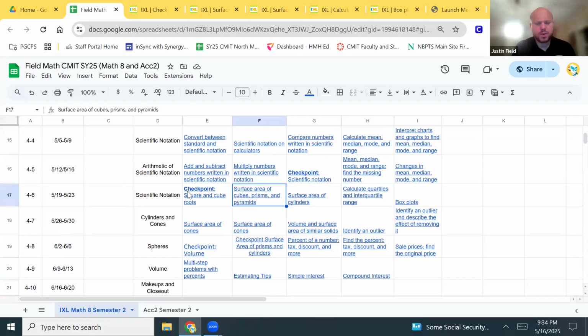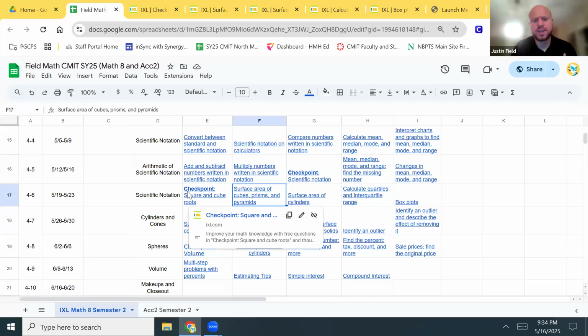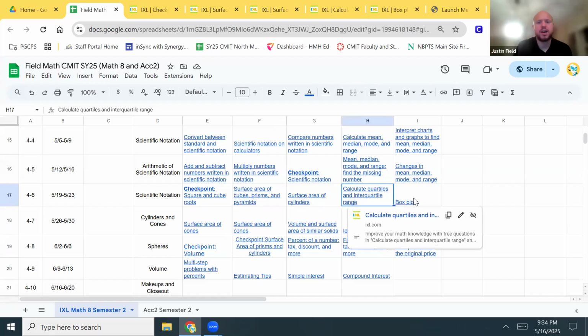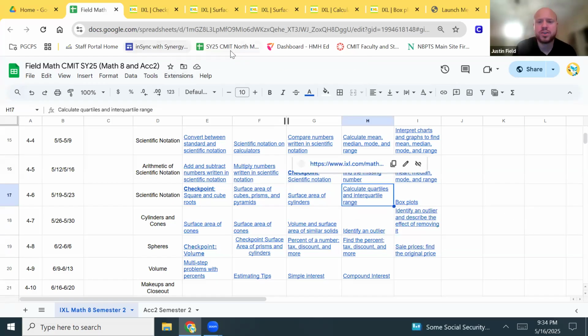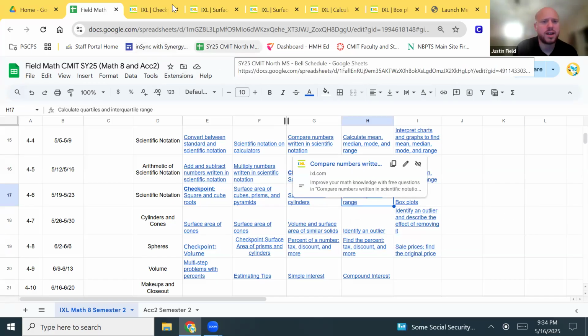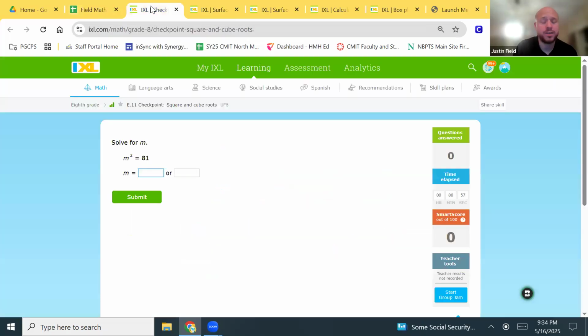So we're going to talk about square roots, cube roots, surface area, and a little bit of statistics of box plots, interquartile range, and it should be a lot of fun. All right, so let's start with square roots and cube roots. Okay, so we talked about these before, so this is a little bit of review.